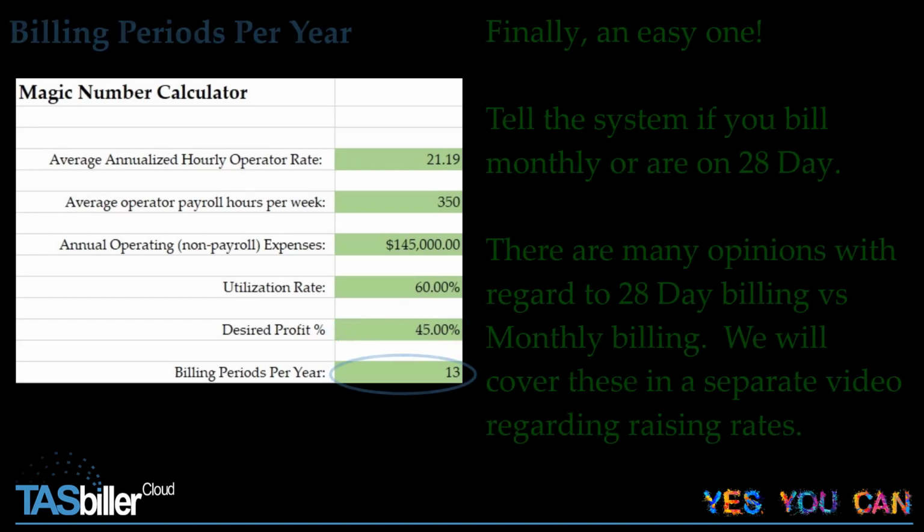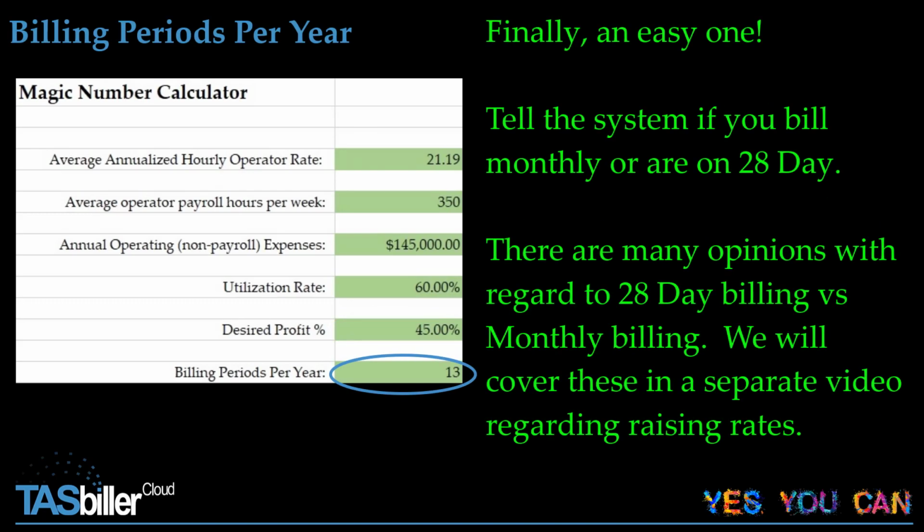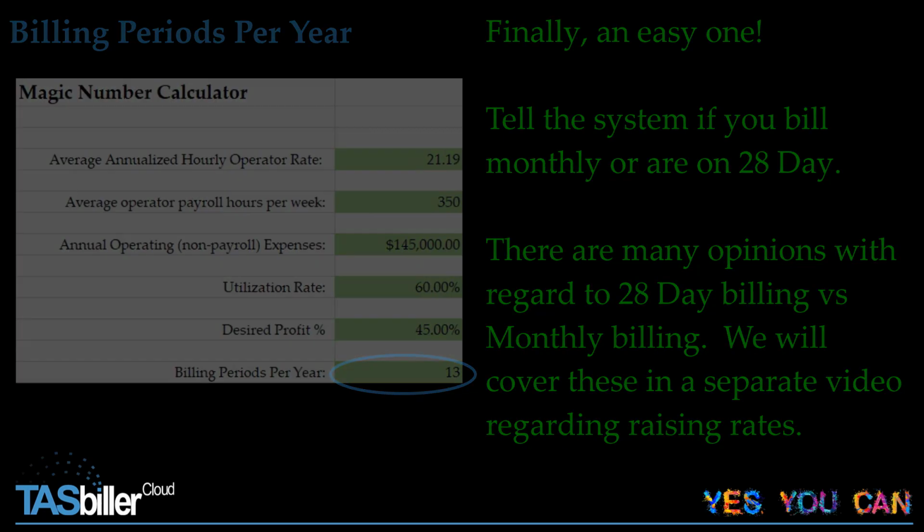It is doable. And the easy one here is the number of billing periods per year, 28-day versus monthly. That's a topic unto itself, and I'll be discussing that in another video for raising rates.